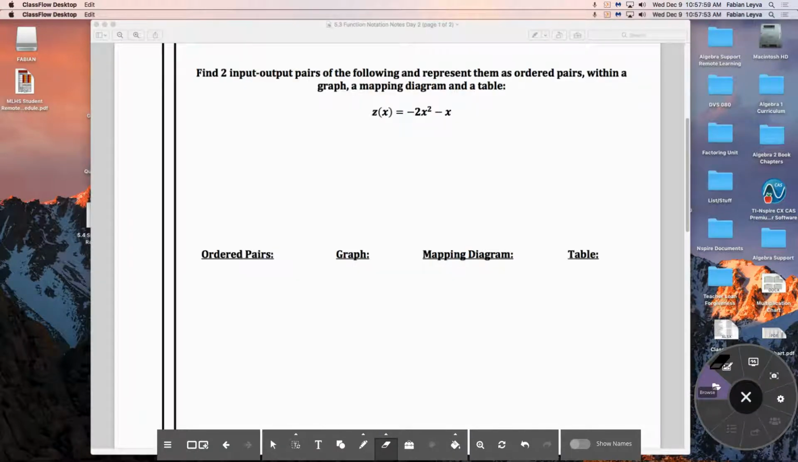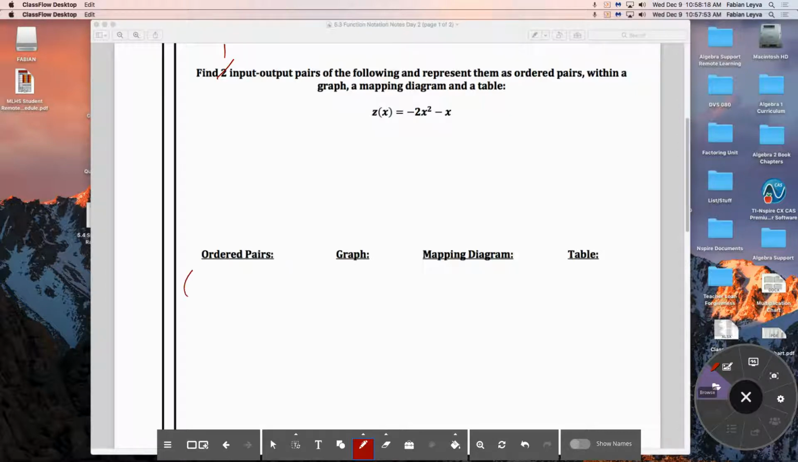Now, I know the directions ask you to find 2 input or output pairs, but for the sake of time, we're only going to find 1 input and output pair. And it is our job to find that pair for the following and represent them as ordered pairs, a graph, a mapping diagram, and a table. So let's just start with talking about all the different representations.